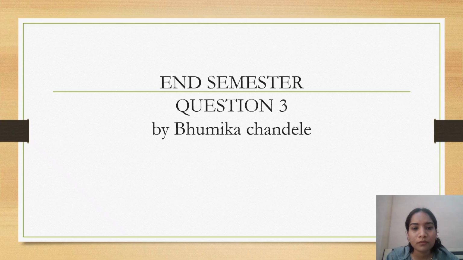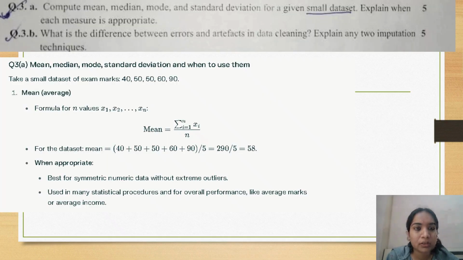Thank you. Hello everyone. Today I am going to explain the end semester question paper with question number 3. Question number 3 is divided into two parts, A and B. The first part is compute mean, median, mode and standard deviation for a given small data set. Explain when each measure is appropriate.